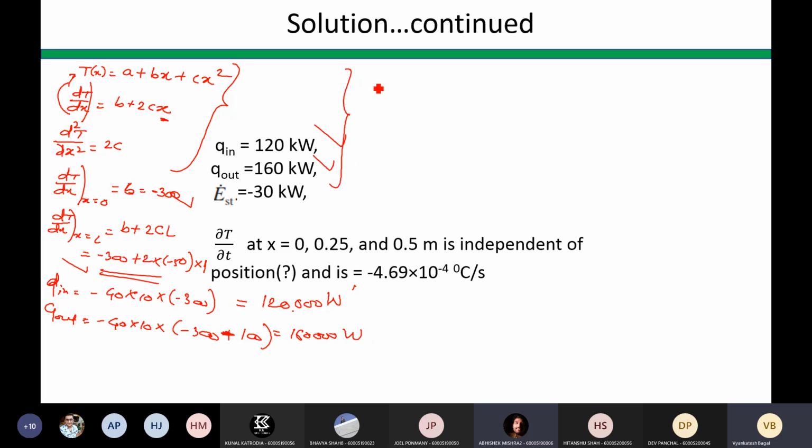Now find out the energy storage, E dot ST term. So for that, what you need is energy balance, right? Energy balance is required. So you have the element, let us say like this.